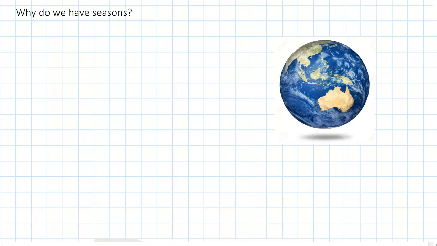Hey everybody. So we're learning about why we have seasons now. So of course we know all the seasons. We've got summer, autumn, winter and spring. But the reason we have seasons is actually due to a few different factors to do with the Earth and the Sun. And we're actually going to start by looking at a misconception again.